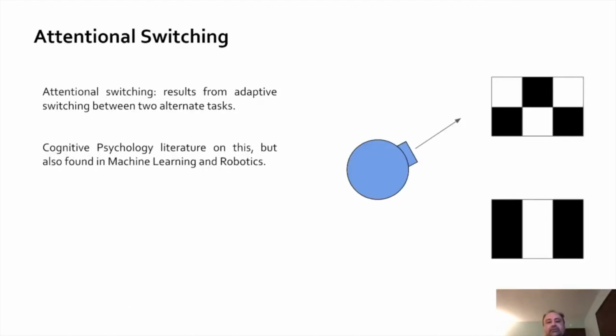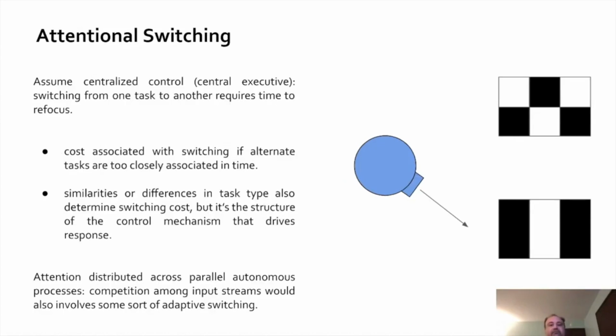Now we move back to attention and maybe biological and behavioral systems, and we have this concept called attentional switching. And we see this in cognitive psychology a lot, but we also find it in machine learning and robotics. And this results from the adaptive switching between two alternate tasks, in this case, two different patterns that this agent is looking at. And so we assume centralized control through things like the central executive, but switching from one task to another requires time to refocus. So there's a cost associated with the switching. And if these switches occur too closely in time, it can be very costly to the agent.